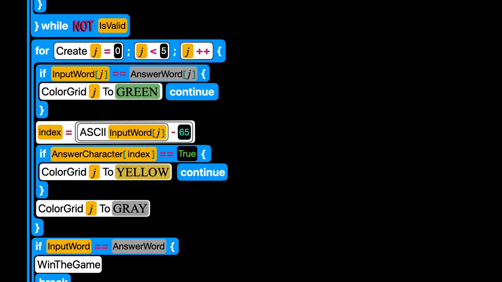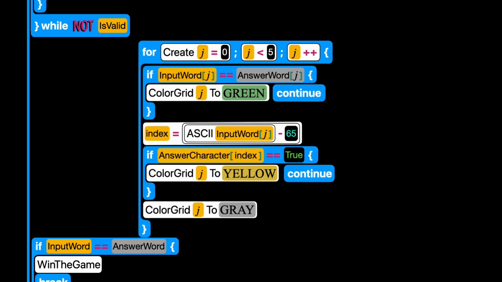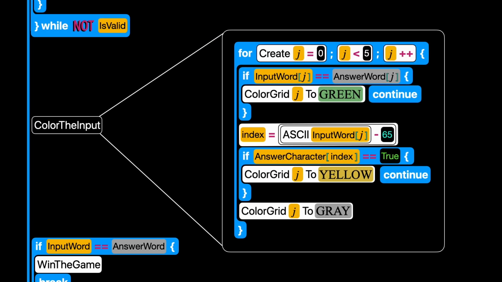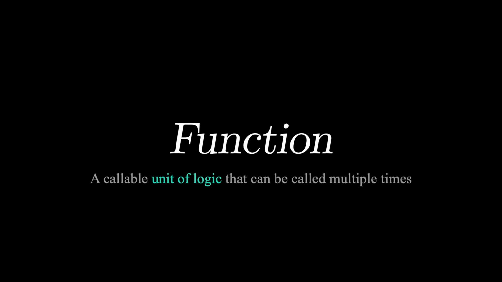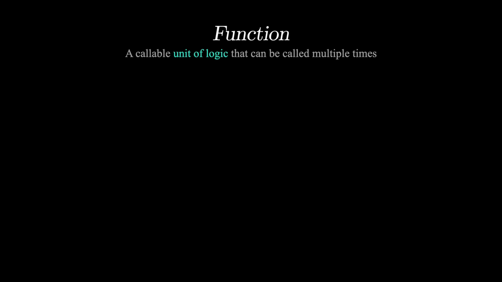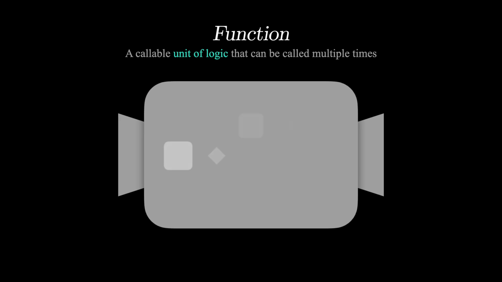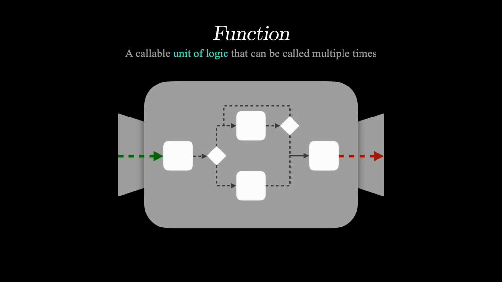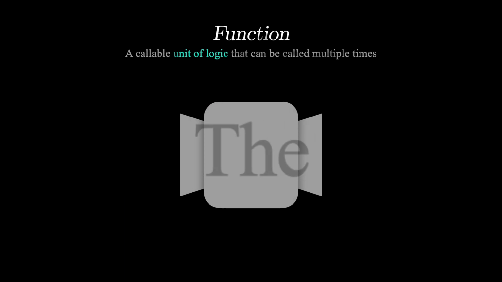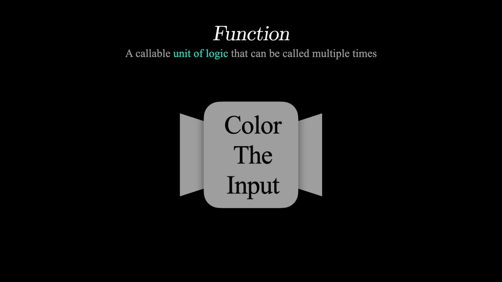Speaking of function, remember that at first, this part of code could be represented by a single function. By giving the function a name, we can easily understand the logic without having to see how it works inside. So we can finally give a function in programming a proper definition. It's a callable unit of logic that can be called multiple times. Just like a machine, inside it, there could be many smaller parts of an assembly line. By wrapping them together, we can use a machine without knowing how it actually works.